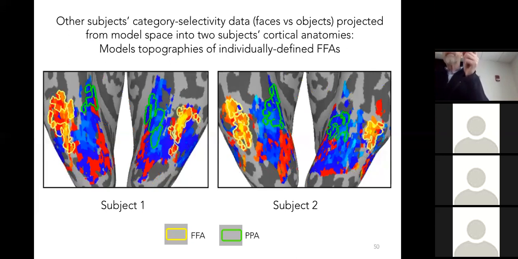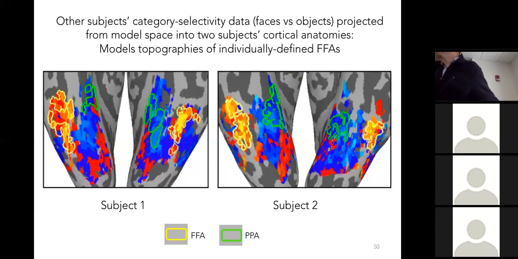And then we can project that based on other subjects' data into a left out subject's cortical anatomy using the transpose of that subject's transformation. And so this is the result for two subjects. So the location from that subject's own localizer data is shown in outline. Yellow around the FFA, green around the PPA. Fusiform face area, parahippocampal place area. And the map of colors shows the topography of that face versus object vector in the subject's anatomy.